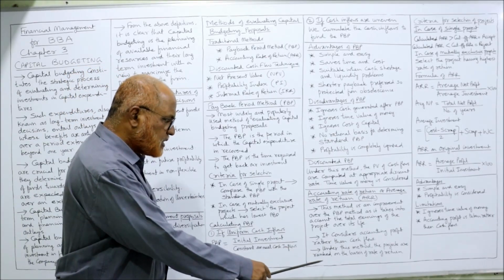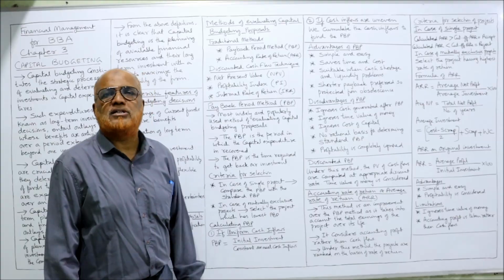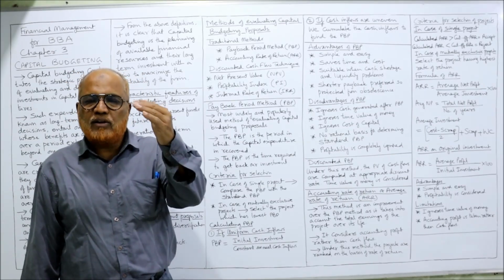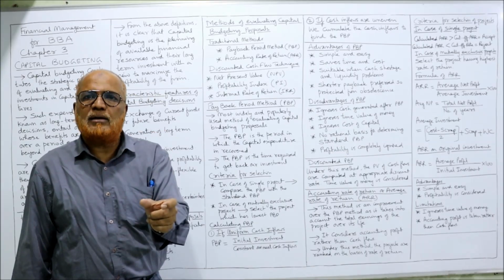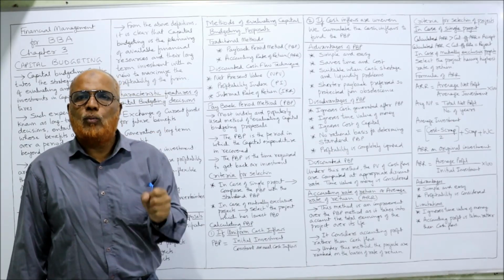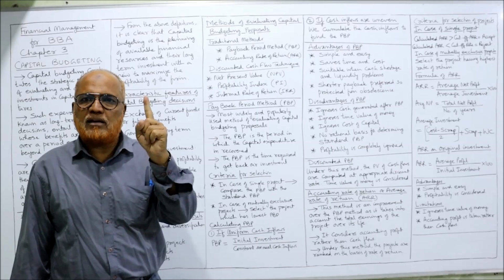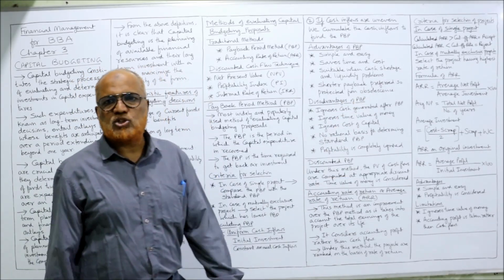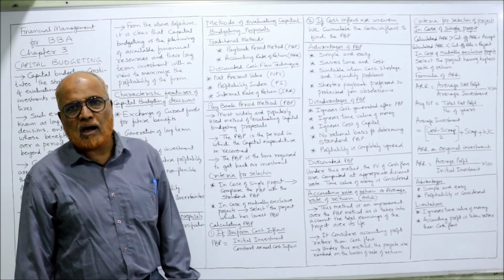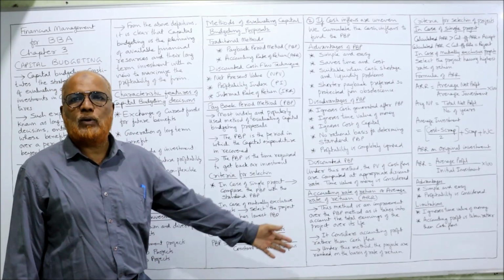Under this method, the projects are ranked on the basis of rate of return. So when a number of projects are there, mutually exclusive projects are there, we rank them according to ARR. Whichever project has highest ARR, rank 1, like that. Now, criteria for selection of projects. How to select the project according to ARR.